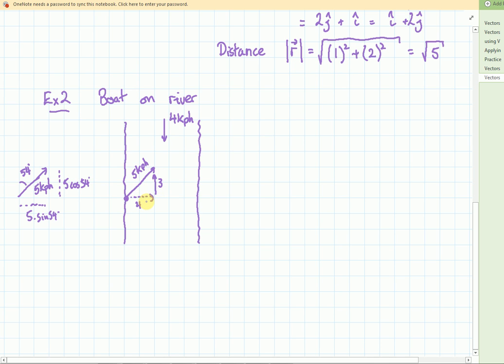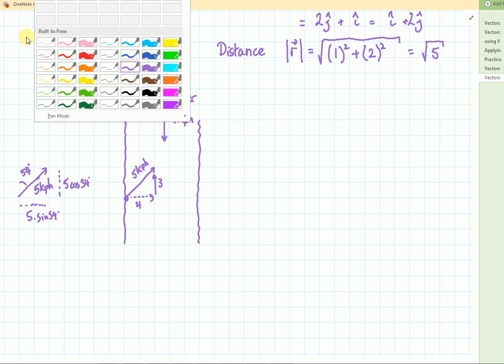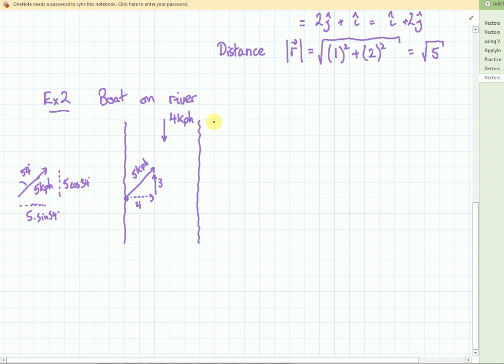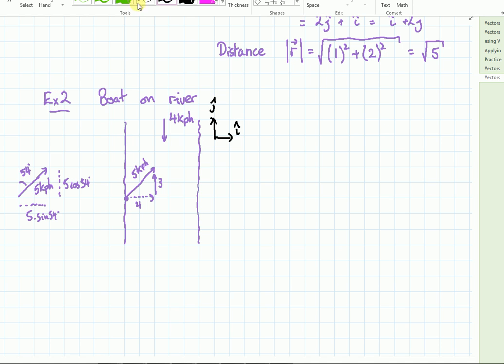Okay, so we're going to use that. So we've got to create our situation, and we need to decide which way round we are going to label things. So put in a little note for yourself, add to the diagram i and j. Make sure you know which way round you're drawing it.